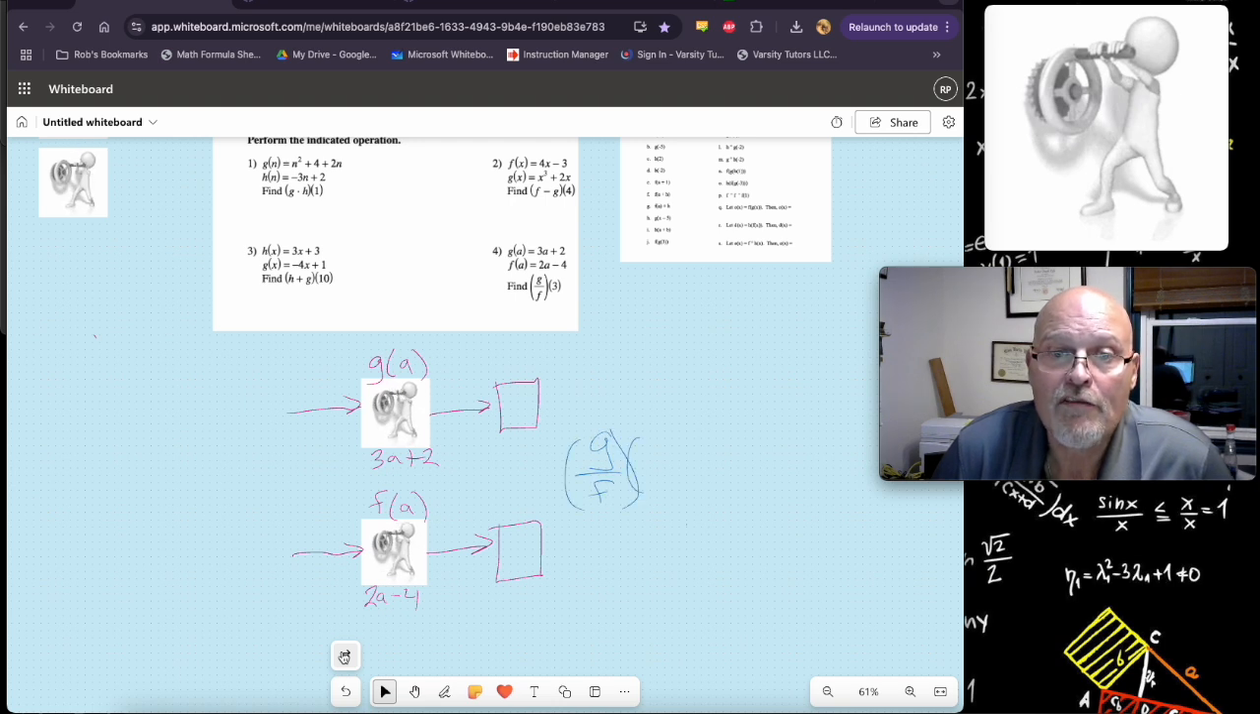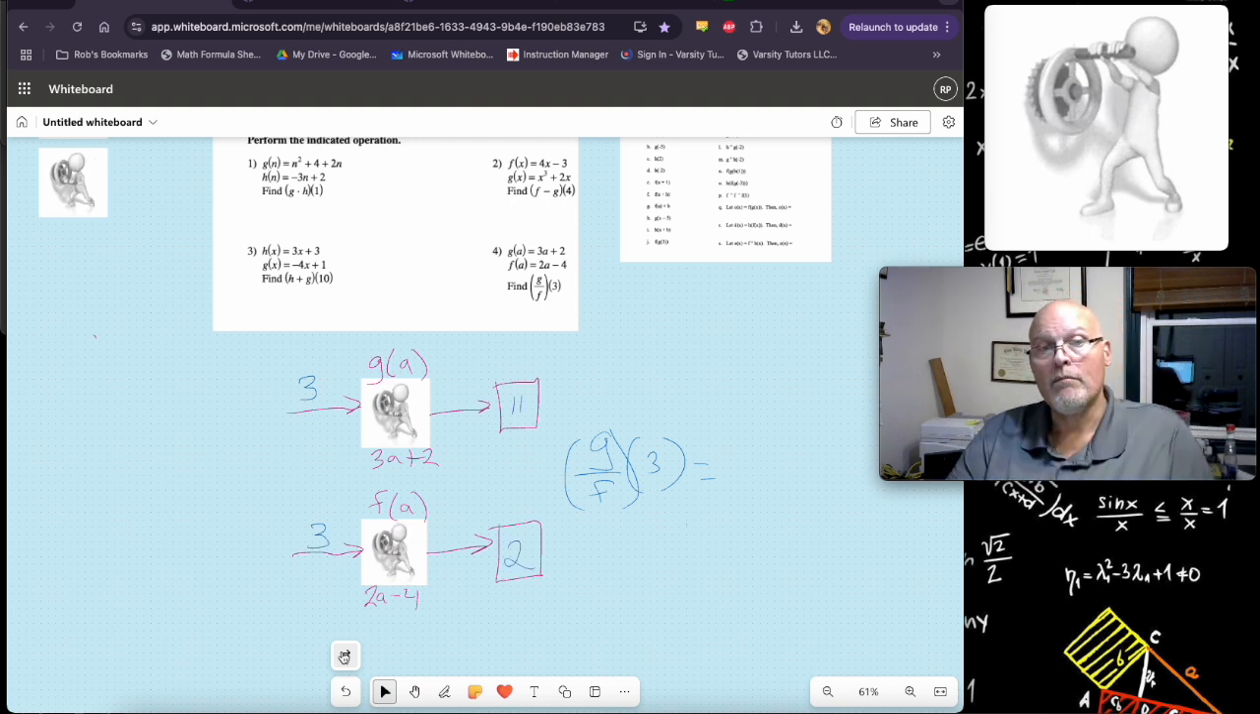And what do we want to do? g over f of 3. So I'm going to put 3 in. 3a is 9 plus 2 is 11. I'm going to put 3 in over there, and I'm going to get 6 minus 4 is 2, making g of f, or g divided by f, 11 divided by 2. And I suppose we should put this in proper form, which is 5.5.